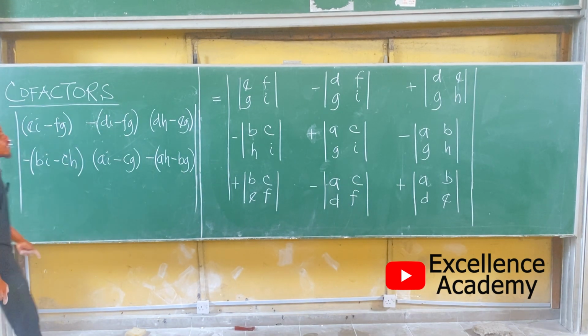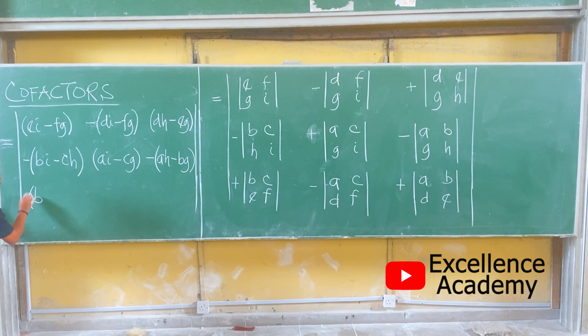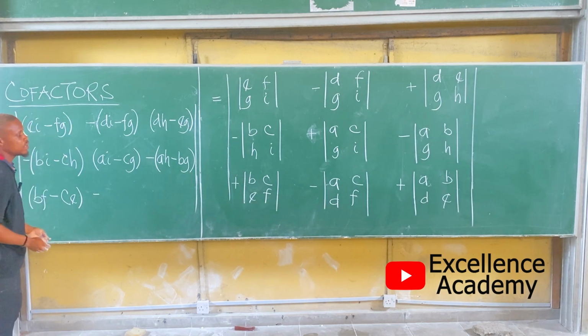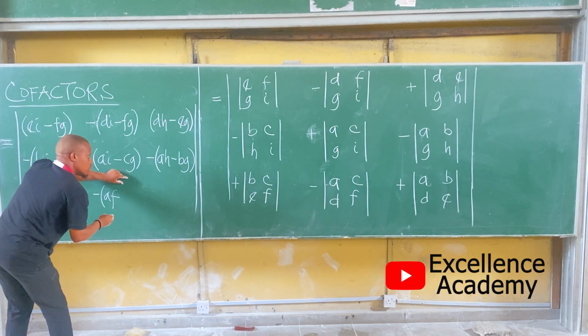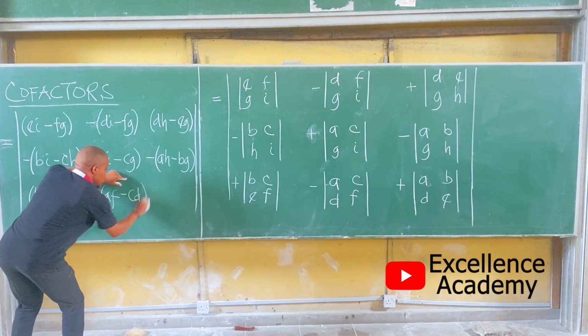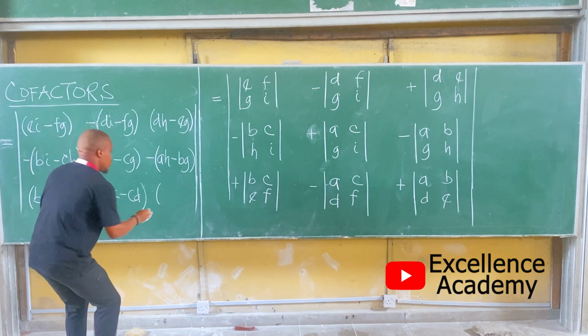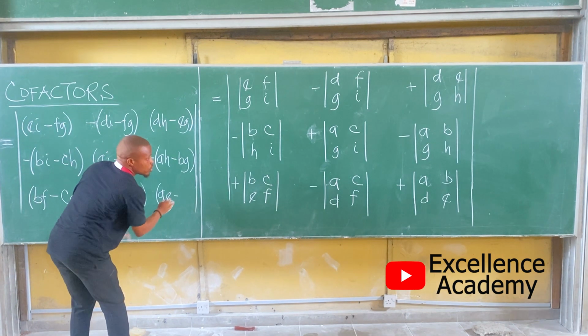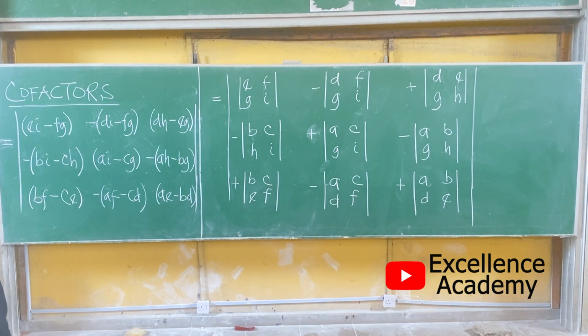Okay, for our last row now, I'm having what? B times F, BF minus CE. For the next one there, I'm having a minus, AF minus CD. And finally, I'm having AE minus BD. All right, so this is it.